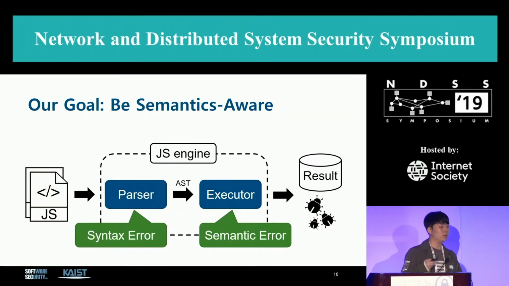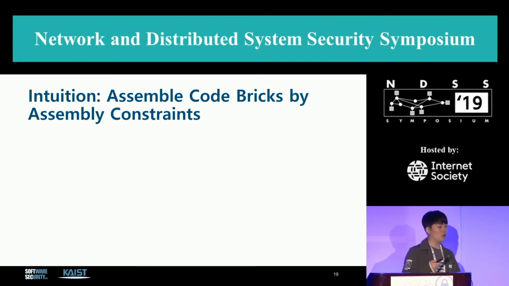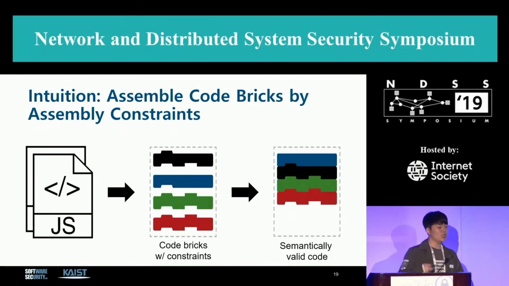So our goal in this paper is to design a JavaScript fuzzer which generates both syntactically and semantically valid JavaScript code. The key intuition of our work is to consider a JavaScript code snippet as a Lego brick, where each brick has its own shape, and one can assemble the bricks in many different ways as long as the holes and the teeth of the Lego bricks can be connected. So in our case, we convert each JavaScript code snippet into a code brick as in the Lego analogy, and the teeth and holes of code bricks enforce certain constraints for each of them, and we can assemble those bricks as long as the constraints are satisfied.